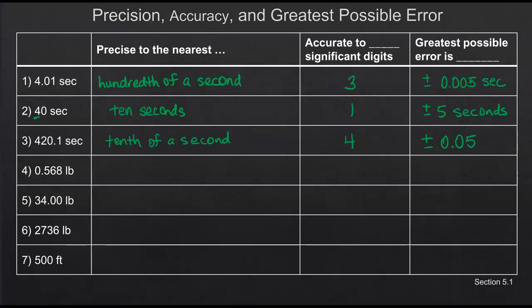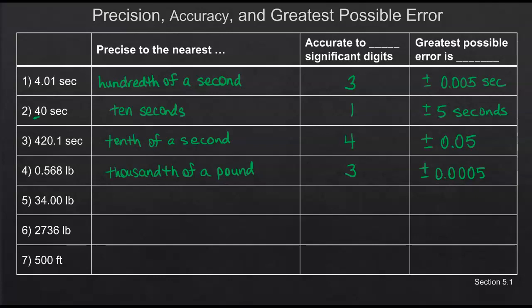0.568 is precise to the nearest thousandth of a pound. Notice we changed measurement here. Thousandth of a pound. This one has 3 significant digits. Now, we're taking half of 0.001 on this one for our greatest possible error, so it's plus or minus 0.0005. Notice we are out 1 digit further whenever we name our possible error there.